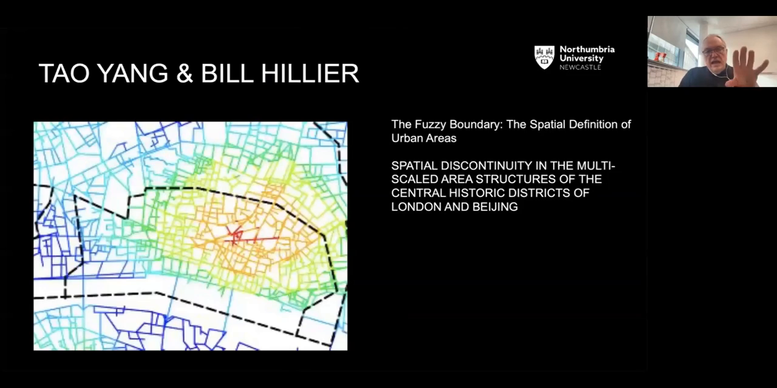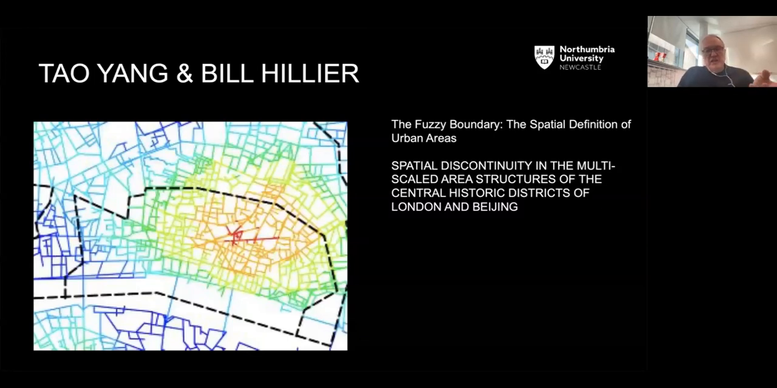Also, Yang and Hillier, Bill and Hal, also started to do this. My work was all with axial lines because no one had defined intelligibility for segments. Segments were new when I was doing that work. So Bill worked with Tao, and they produced very similar things looking for neighborhoods, and they found a similar kind of relationship. Again, look at the fuzzy boundary and spatial defining of urban neighborhood areas. It's a great paper. I'd recommend it. It does segmentally what I did axially.